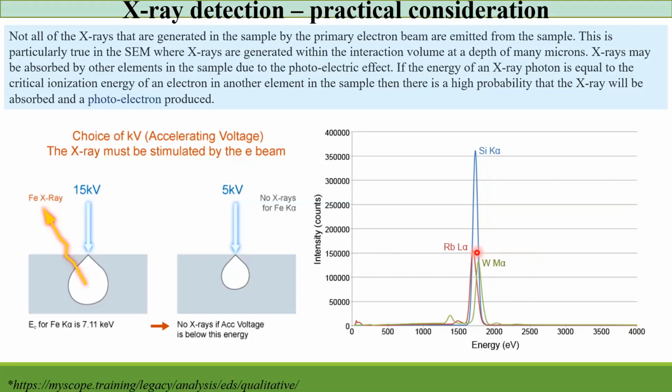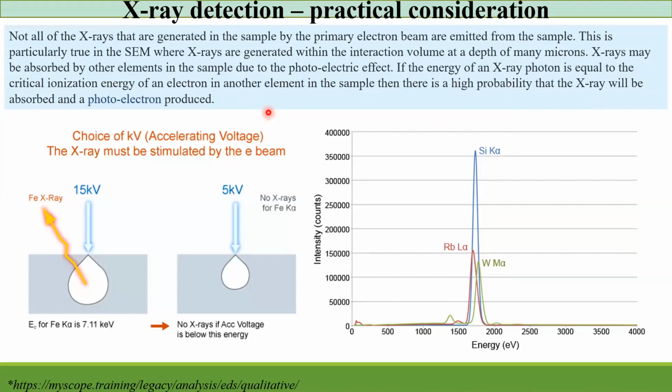to finalize quantification. Not all of the X-rays that are generated in the sample by the primary electron beam are emitted from the sample. This is particularly true in SEM, where X-rays are generated within the interaction volume at a depth of many microns. X-rays may be absorbed by other elements in the sample due to the photoelectric effect. If the energy of an X-ray photon is equal to the critical ionization energy of an electron in another element in the sample, then there is a probability that the X-ray will be absorbed and a photoelectron is produced.